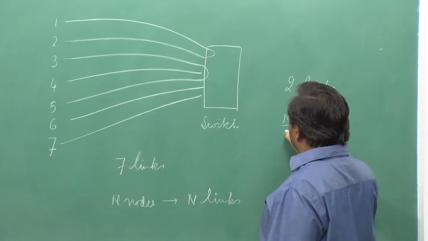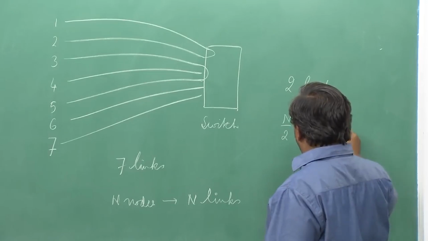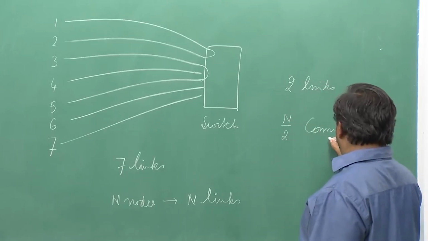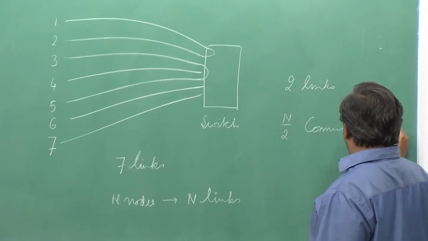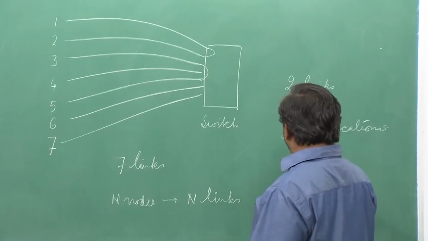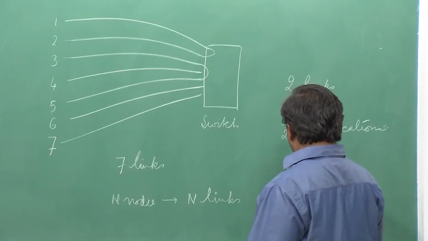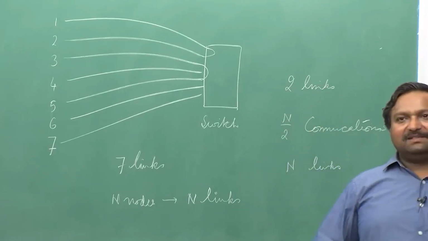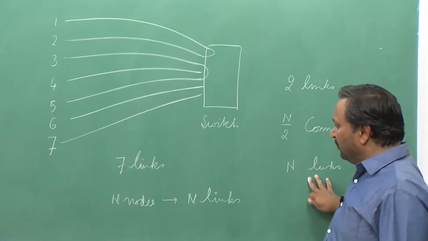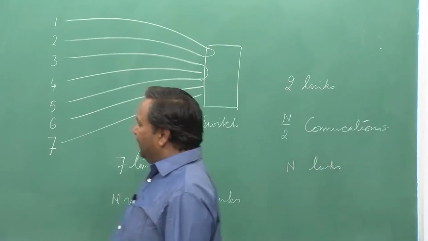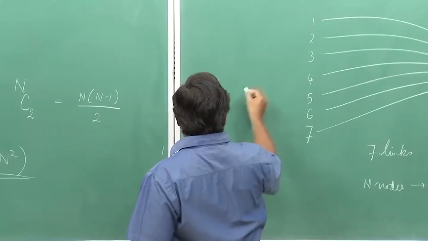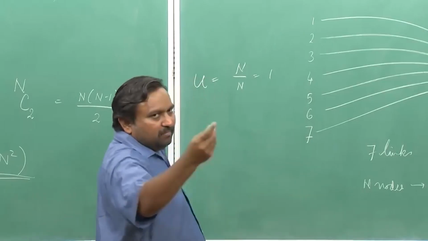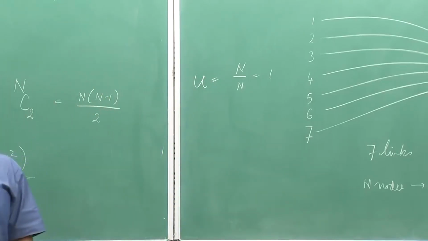and there can be at most n by 2 communications which can happen. So you will have a total of n links occupied in the worst case if everybody is talking. So the pairwise all nodes are busy. So you will have n links occupied, available links are n. Your utilization in this case will be n by n, which is equal to 1. Even if n becomes very large, this remains 1.